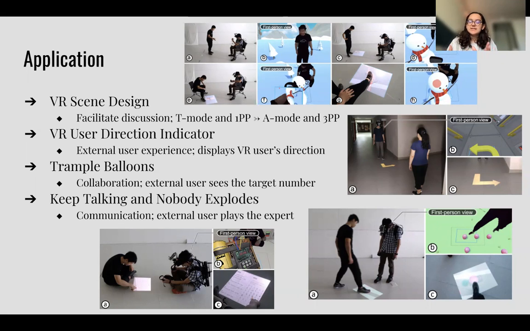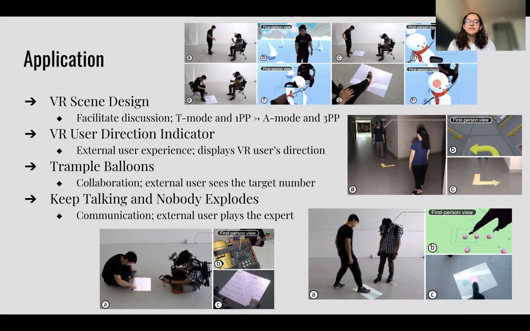So this one talked about facilitating discussion and having a very clear channel to talk about. The next one is the VR user direction indicator. It's very simple. It talks about external user experience. As you can see in the image, the external user can see where the VR headset user is going to go. It also shows the VR headset user where he's going, because there is a committed path that they want them to follow, but it also tells the external user that this is where he or she might collide with the VR user.